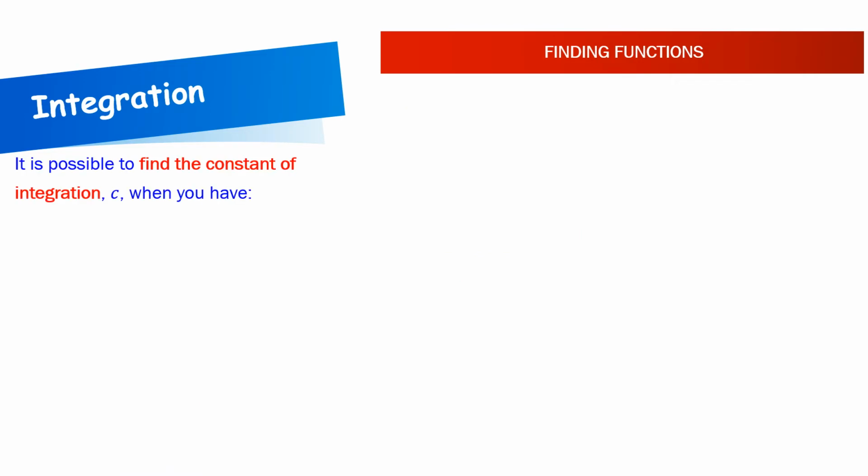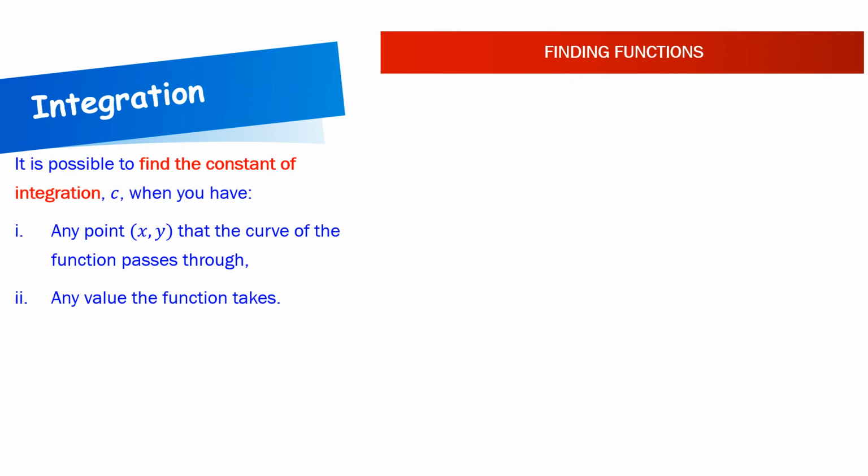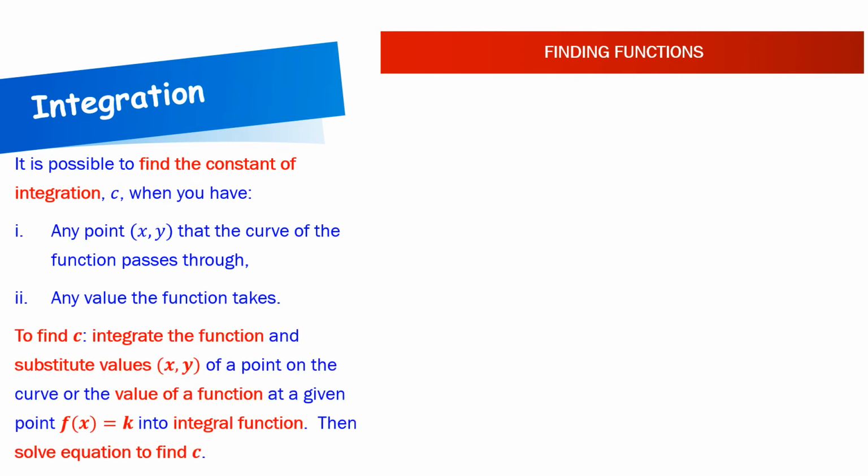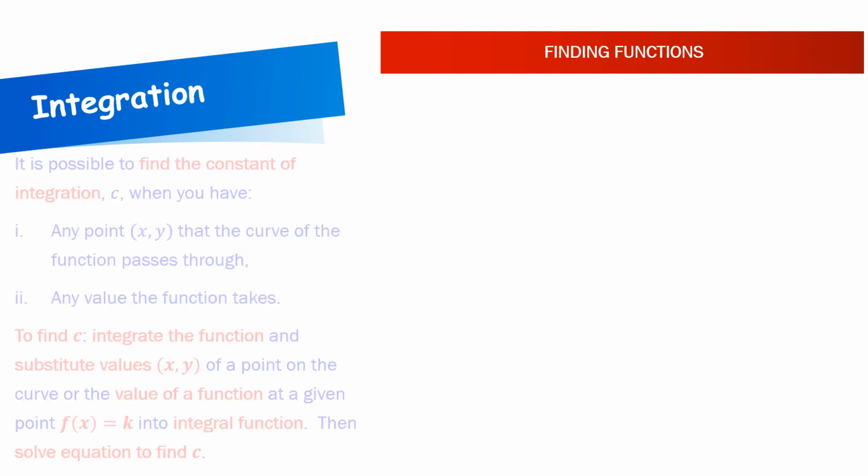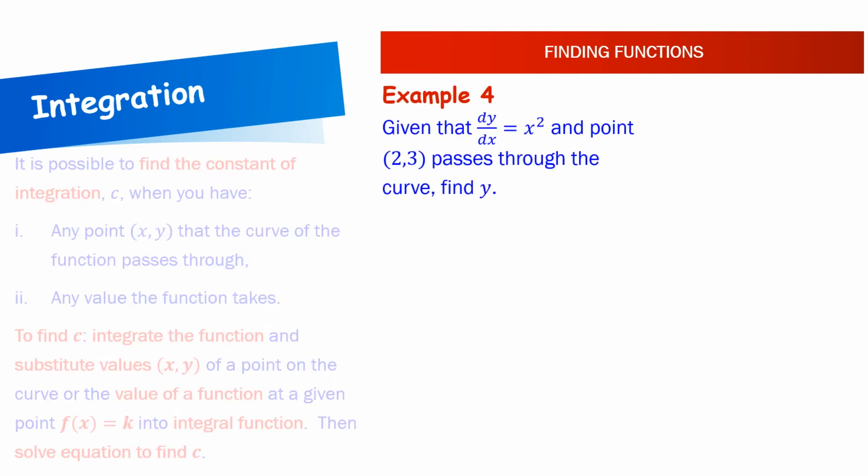It is possible to find the constant of integration c when you have any point xy that the curve of the function passes through, or any value the function takes. To find c, integrate the function and substitute values xy of a point on the curve, or the value for the function at a given point, f of x equals k, into the integral function. Then solve the equation to find c. Let's take a look at an example.